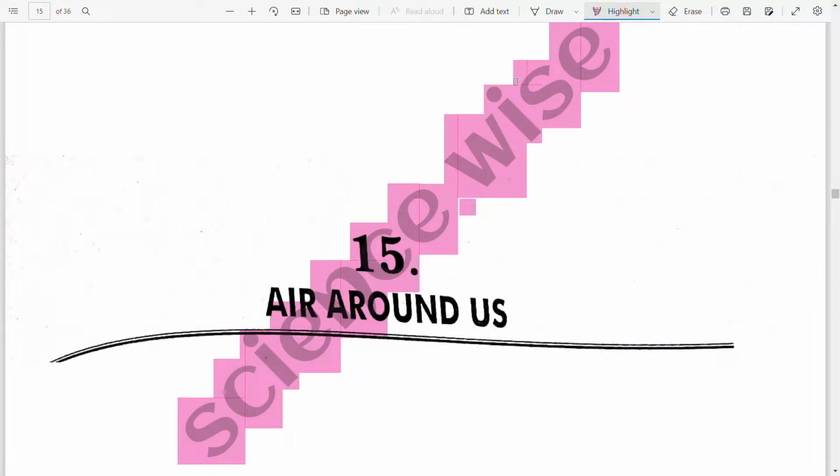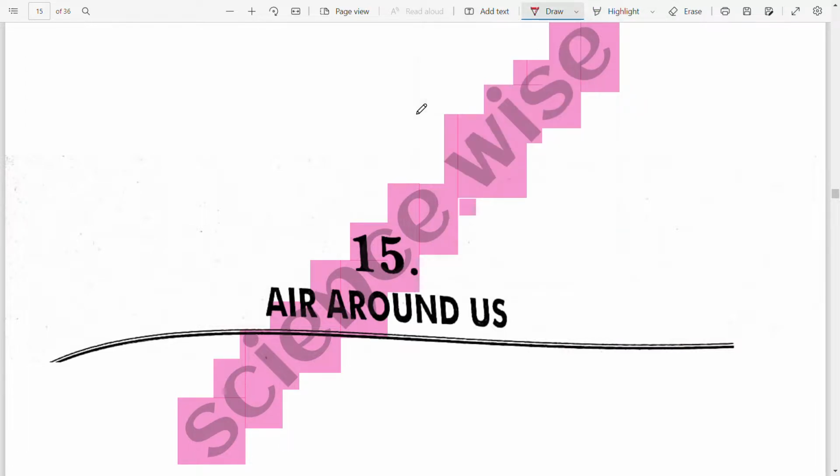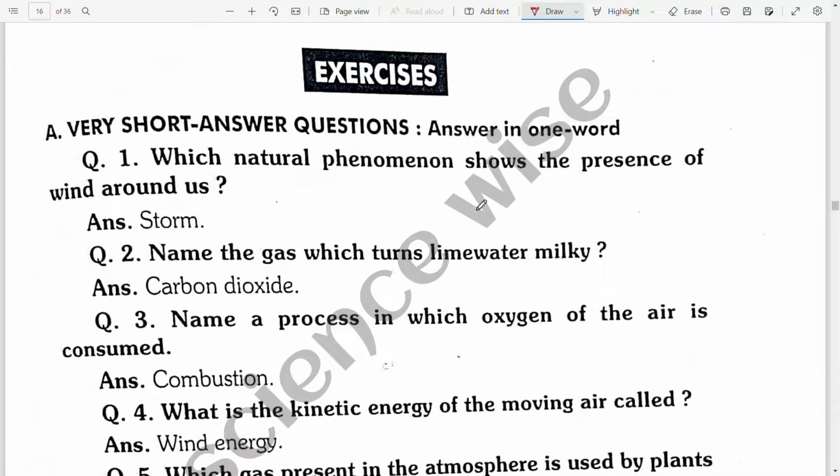This is the video of book exercise of class 6. यह book exercise and question and answers का पूरा एक video है आपका, ठीक है? In this we will be solving the book exercise as well as the question answers of class 6 and chapter 15, that is Air Around Us. ठीक है बच्चे? Let us start with the exercise.